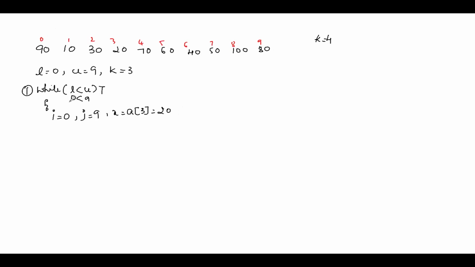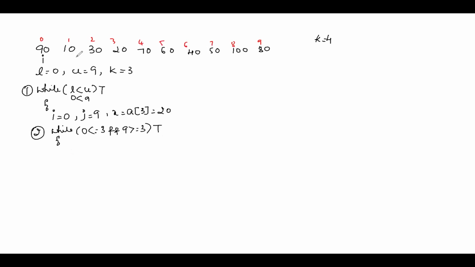Next, this is my first while loop. This is true, hence I'm getting inside. Now I'm going to check whether 0 is less than or equal to 3, that is, whether i is less than or equal to k. And also I need to check whether 9 is greater than or equal to 3, that is, whether the lower bound is less than the k value and the upper bound is greater than the k value, which are both true. Hence, I'm going to enter the while loop. Next, this is my second while loop, and now we are getting inside.